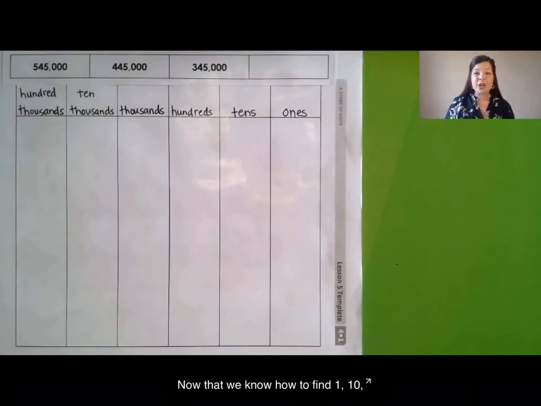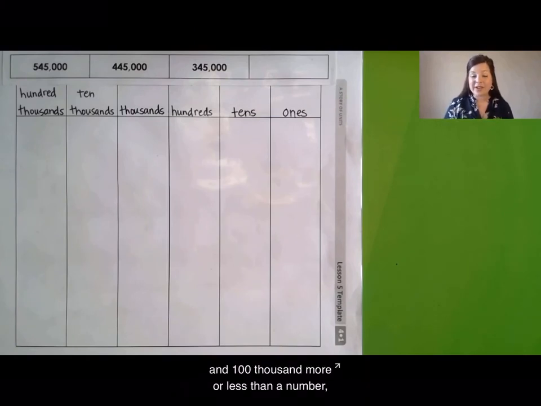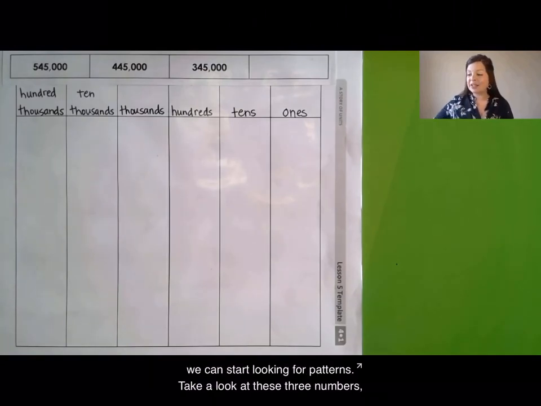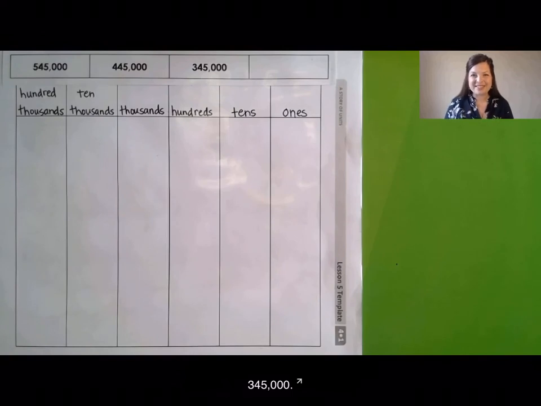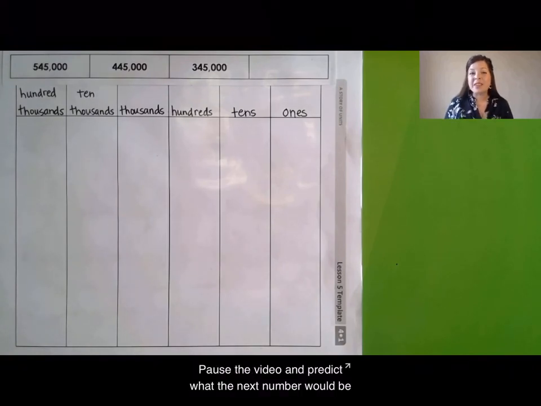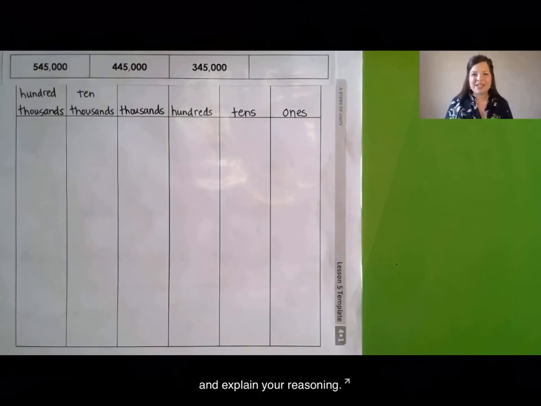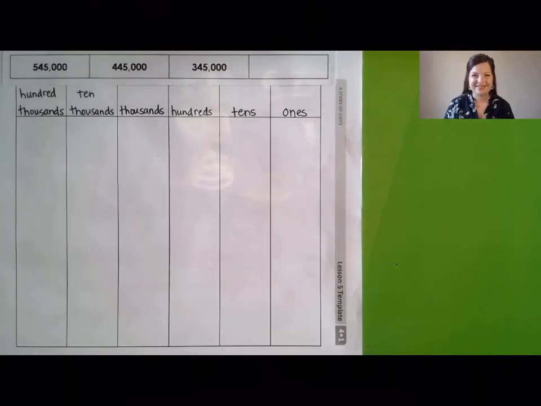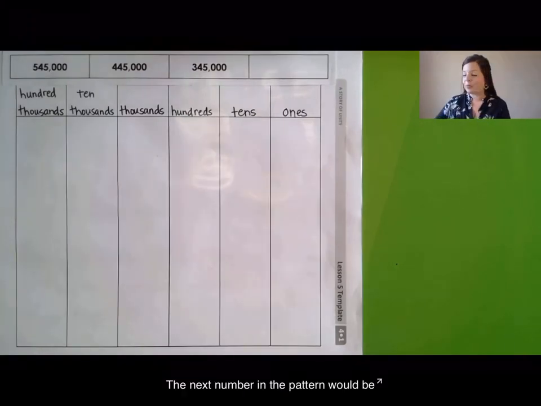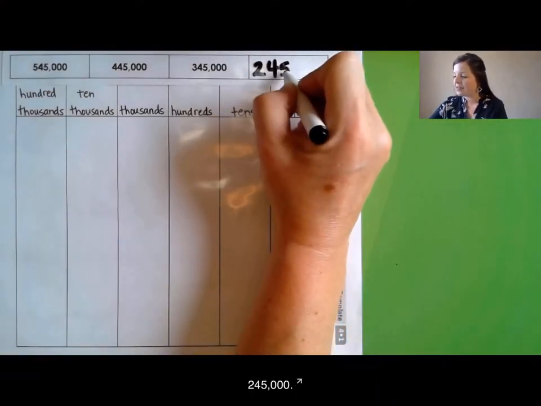Now that we know how to find 1, 10, and 100,000 more or less than a number, we can start looking for patterns. Take a look at these three numbers. Read them out loud. 545,000, 445,000, 345,000. Pause the video and predict what the next number would be and explain your reasoning. You can use the place value chart if it will help you. The next number in the pattern would be 245,000.